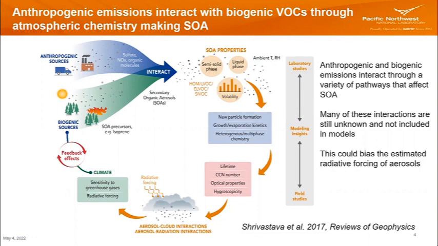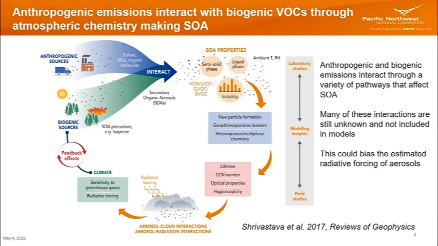And so that feeds back into new particle formation, growth and evaporation kinetics, but also the multi-phase chemistry, which is chemistry that happens in both gas and particle phases. The reason it is important is, again, it affects CCN number, the optical properties, the climate-relevant properties of these particles, which interact with clouds and radiation, and then feed back to biogenic VOC emissions. So you can see that the cycle is complex, and it's mainly the anthropogenic-biogenic interactions which are not well understood. They are also not included in many of the regional and global models, and this could bias the radiative forcing of aerosols.